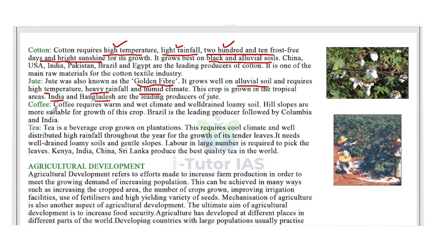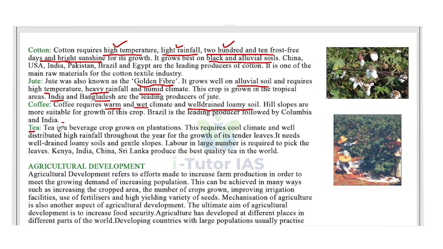Next one is coffee. It requires warm and wet climate and well-drained loamy soil. Hill slopes are more suitable for growth of this crop. Brazil is the leading producer, followed by Colombia and India.